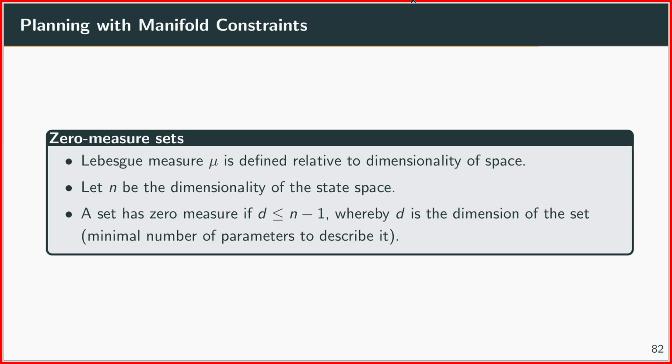Okay, and now let's get back to what are actually zero measure sets in this case. So the Lebesgue measure, we call it mu here, is defined relative to the dimensionality of the space. And so if we have a state space of dimension n, then we say that a set has zero measure if d is smaller or equal to n minus 1, whereby d is the dimension of the particular set, which is the minimal number of parameters to describe it.